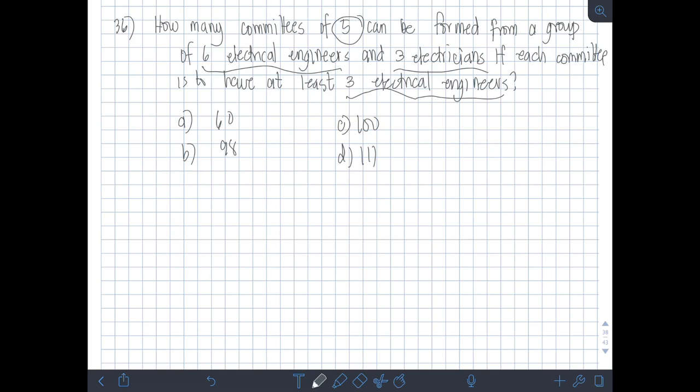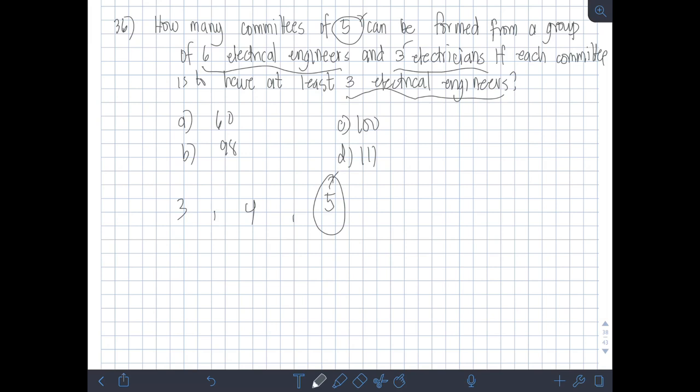So, i-consider natin yung case kung saan meron tayong 3 electrical engineers. Tapos, meron tayong 4 electrical engineers. Tapos, 5 electrical engineers. Kasi hanggang 5 lang tayo kasi yung 5 lang yung members ng committee natin. Hindi na pwedeng lumagpas sa 5. So, ibig sabihin nun, kapag pinili natin lahat ng electrical engineers na 5, mawawala na tayo ng electricians. Kasi possible way pa rin yun, di ba?